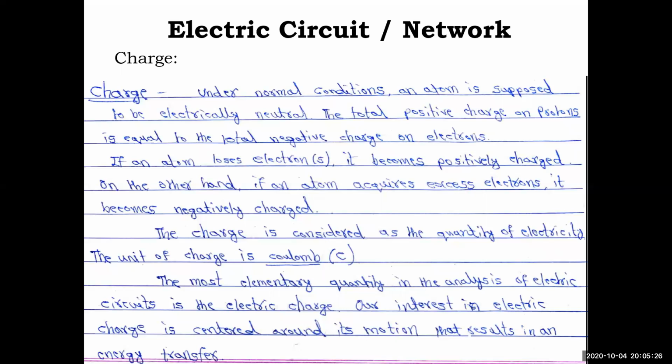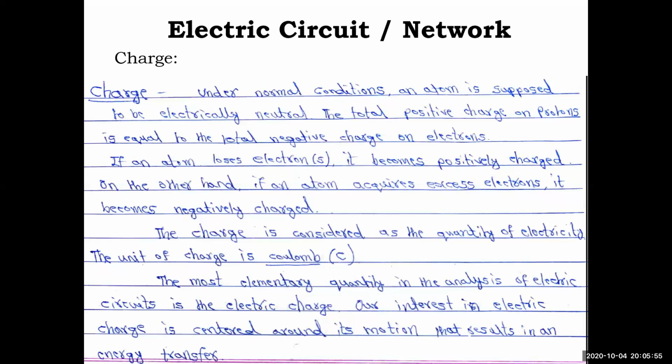In case an atom loses an electron, what will happen? An electron is a negatively charged one. If it loses that electron, the balance shifts to the positive side, so it becomes positively charged. On the other hand, if an atom acquires excess electrons, it has more negativity, so it becomes negatively charged. So this is the concept of charge. Positive charge and negative charge we are using.